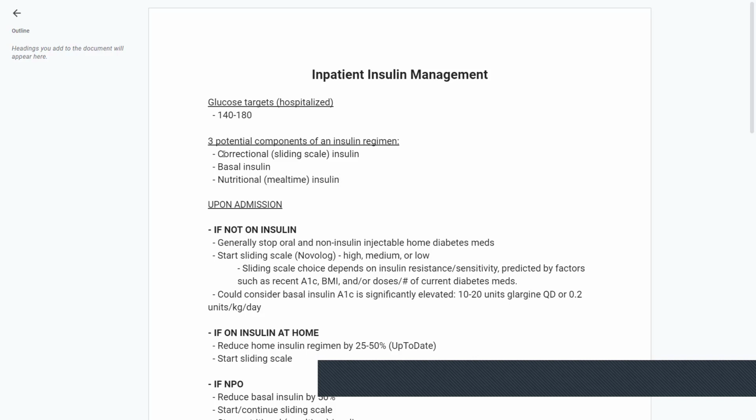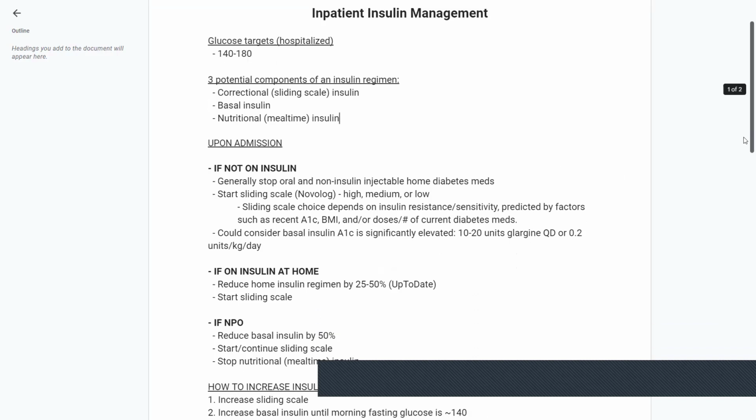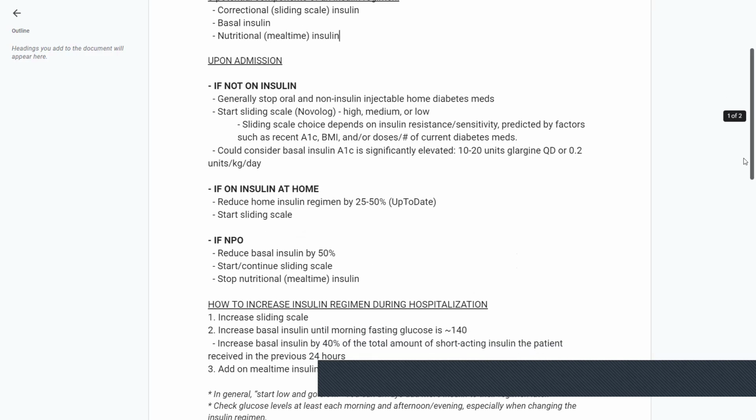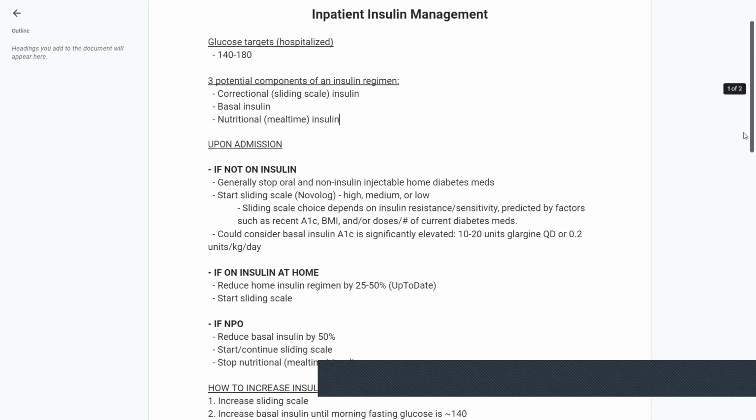A lot of times we do it as an add-on to the sliding scale. So the order would be like 5 units of insulin with each meal. And we'll get into that more down here. So we'll talk first about when we're admitting a patient.